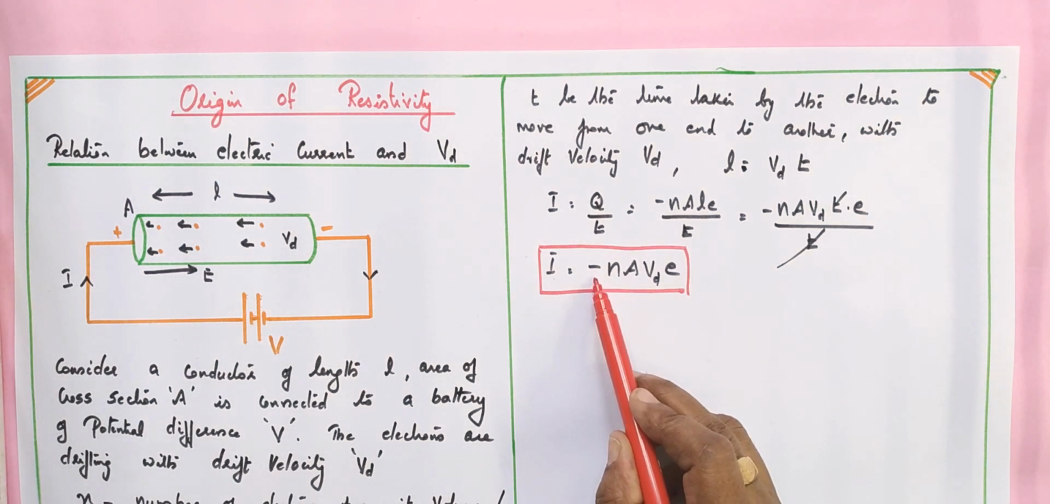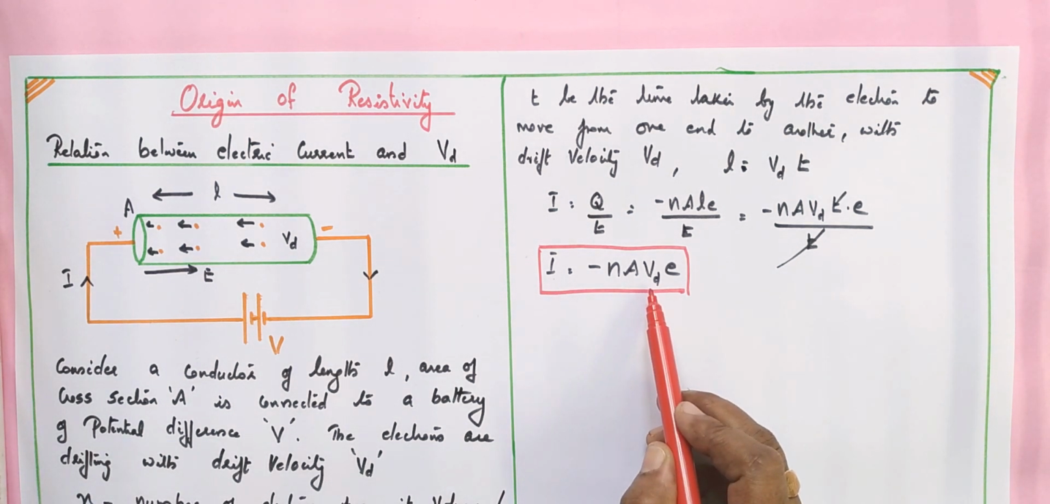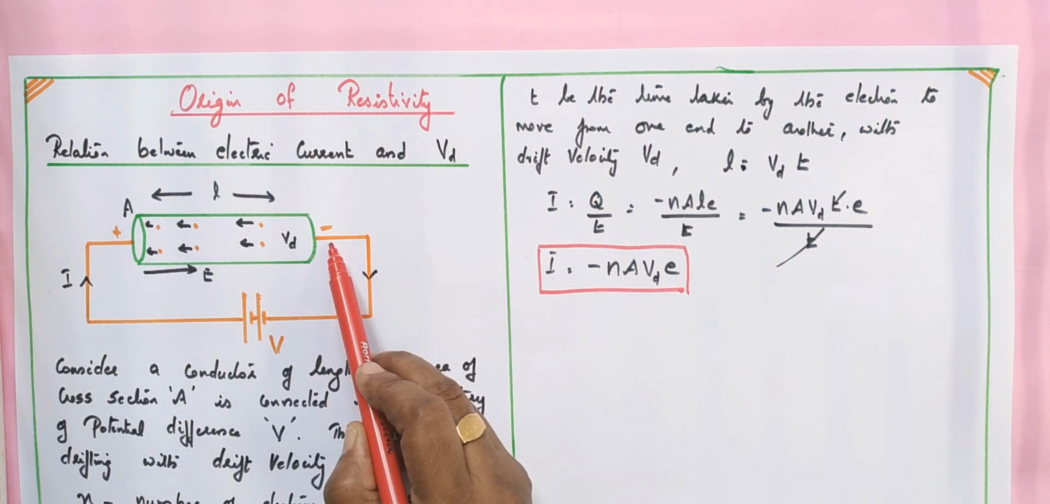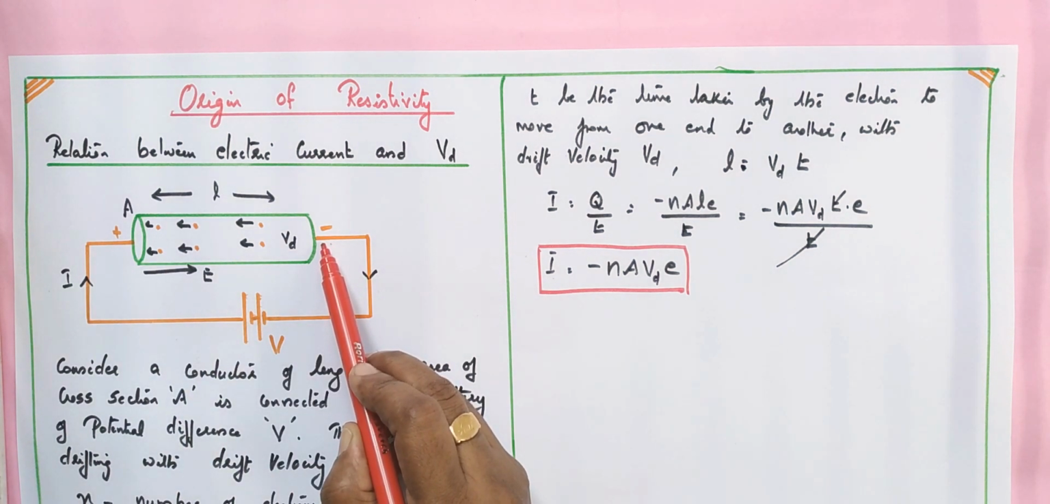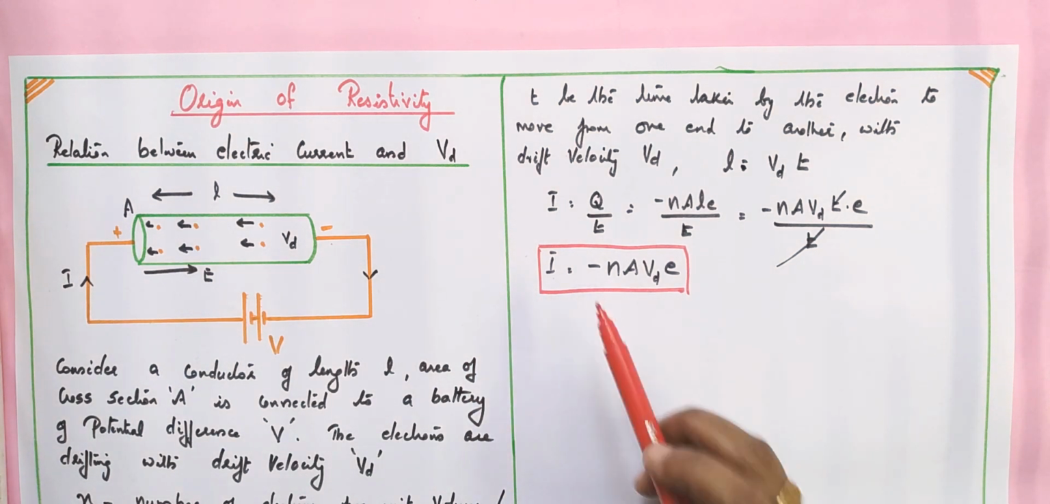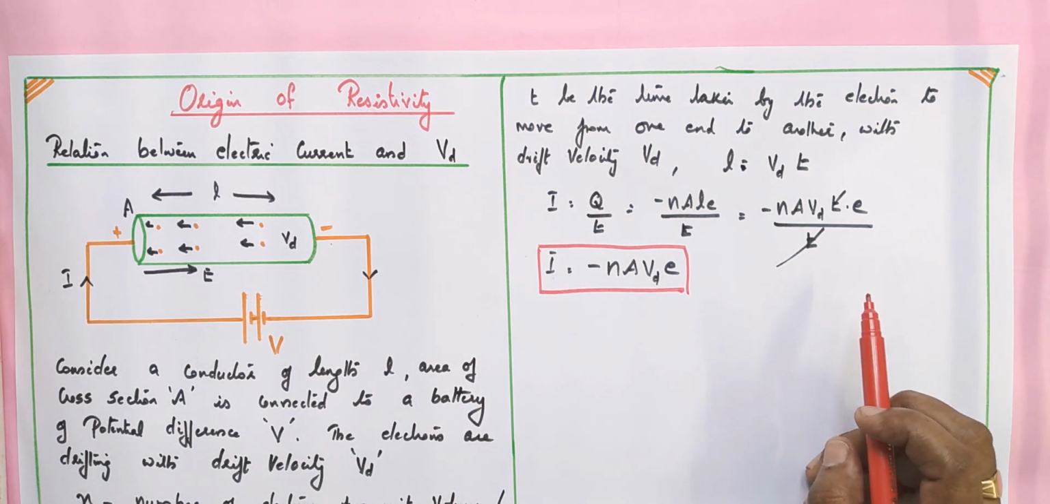What is the significance of the negative sign? Current is in the direction opposite to drift velocity. Current is from positive to negative, but drift velocity is in the direction opposite to the electric field. That means in the opposite direction of current. So I equal to minus nA v_d into e.